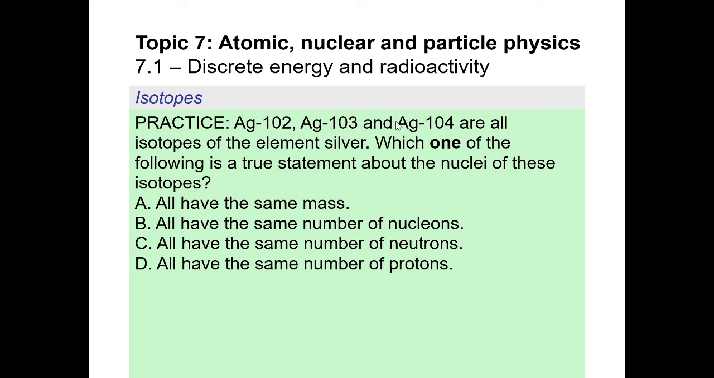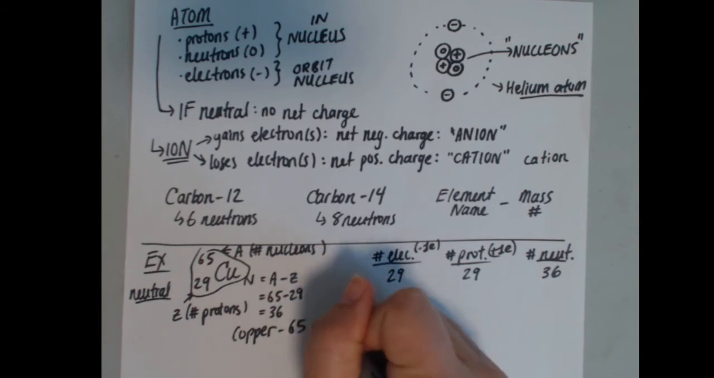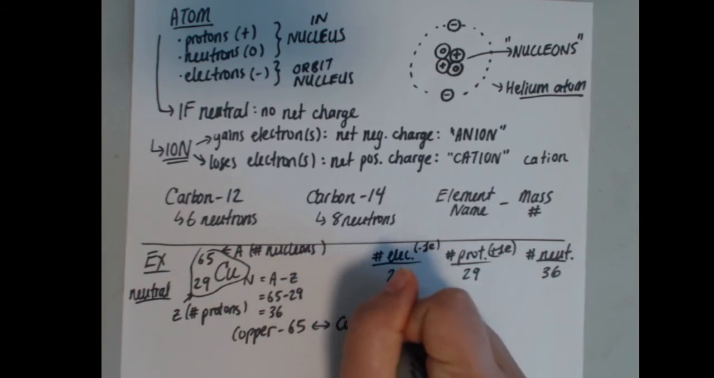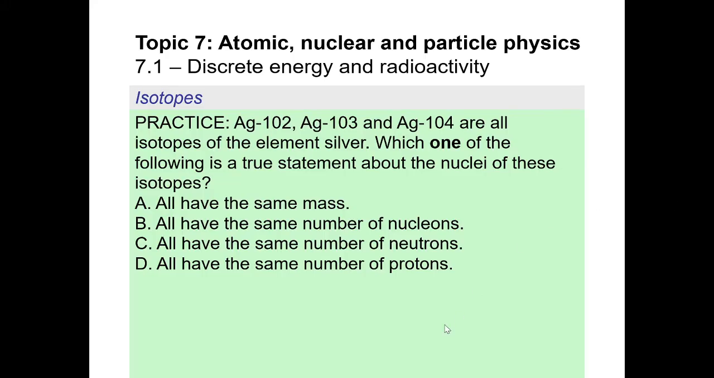Oh, and by the way, so instead of just writing silver 104, I can also just put the chemical name and put 104. Actually, let me pop over to the sheet here for a second. So also, in addition to writing copper 65, I can also just write Cu65. Okay, so you can just write the chemical symbol and then put dash and the number of nucleons.